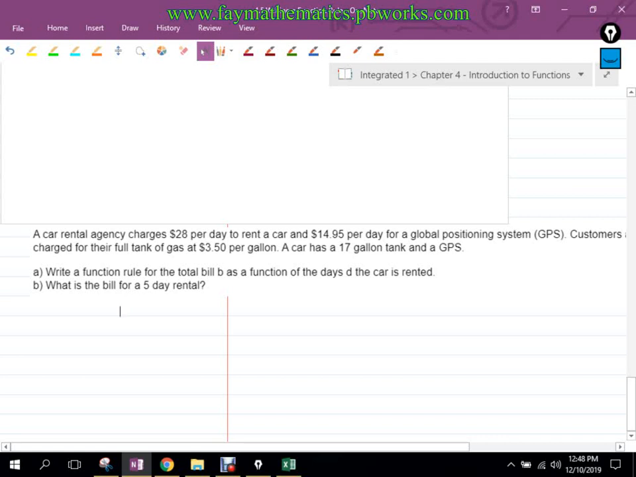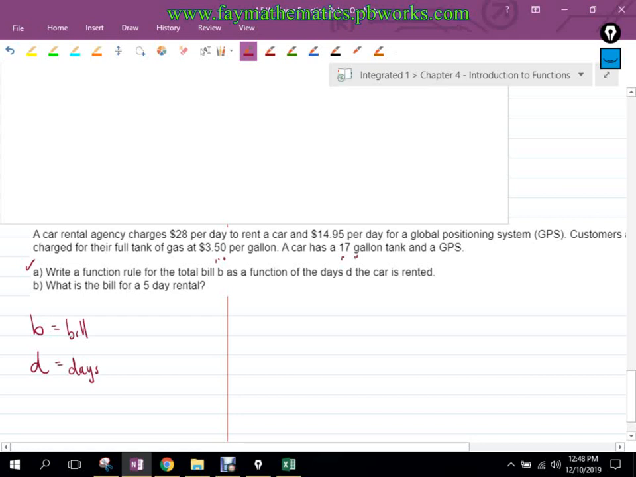So, guys, I want to walk through this so you can help me answer these questions that I ask periodically. First thing we're going to do is determine what our variables are going to be. Part A says write a function rule for the total bill B as a function of the days D. So B and D have to be my variables. Does that make sense? B represents the bill. D represents the days.